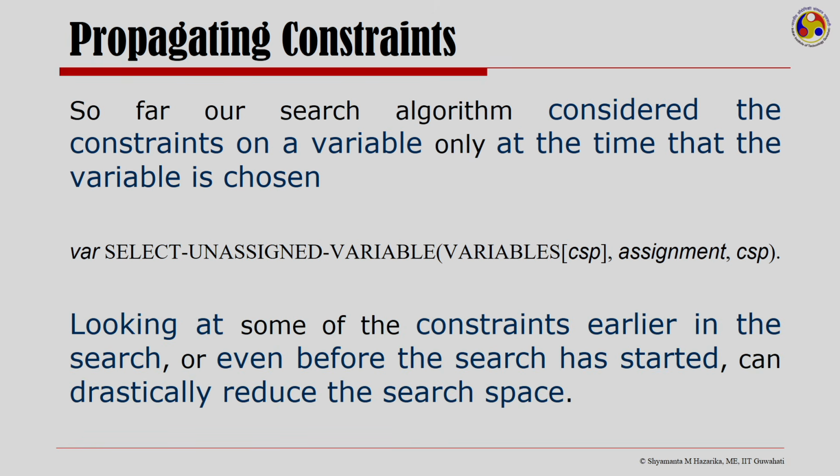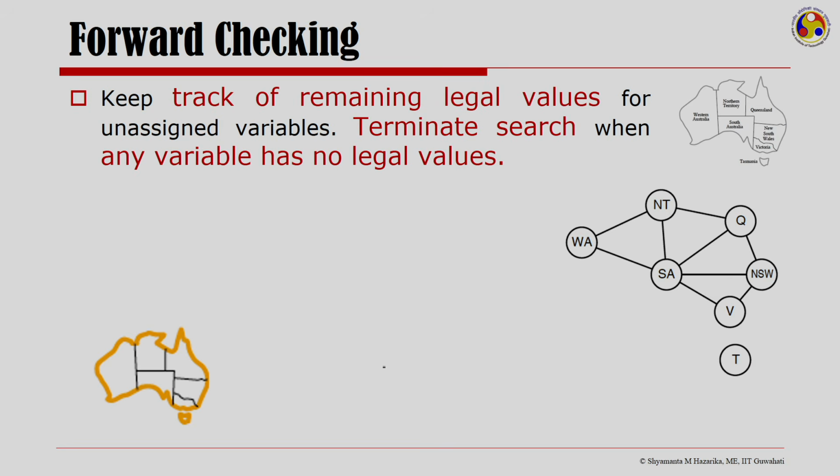It would be a good idea to look at some of the constraints earlier in the search, or even before the search has started. This can then drastically reduce the search space. Let us look at one such idea called forward checking. Forward checking keeps track of the remaining legal values for any unassigned variable, and then it terminates search if any variable has no legal values to color from.